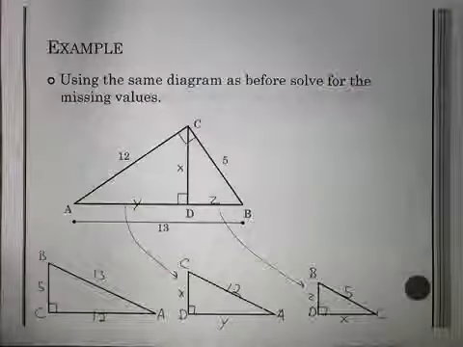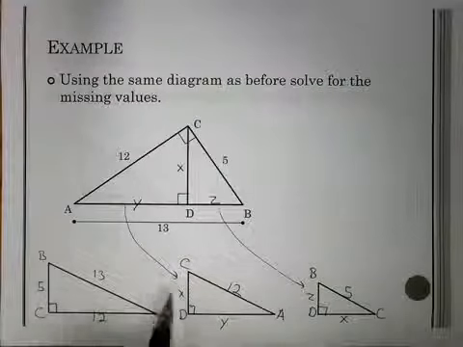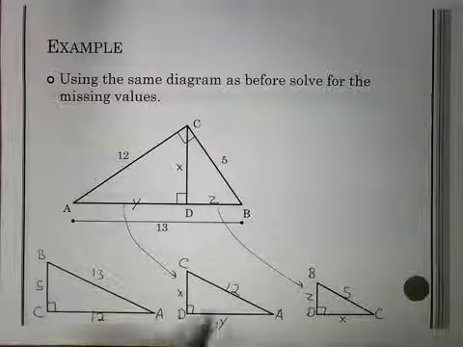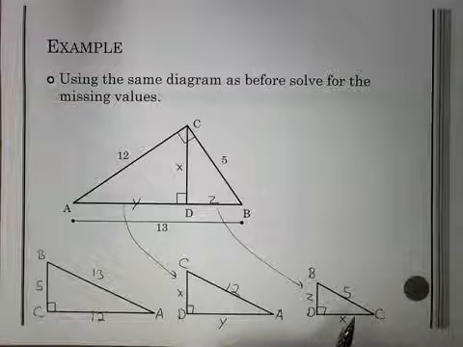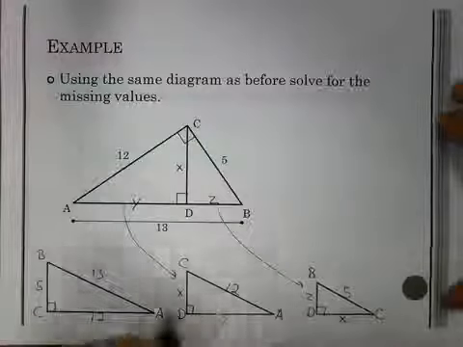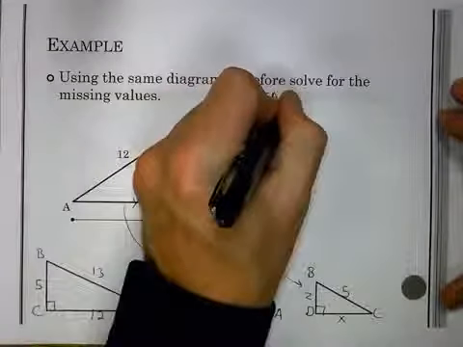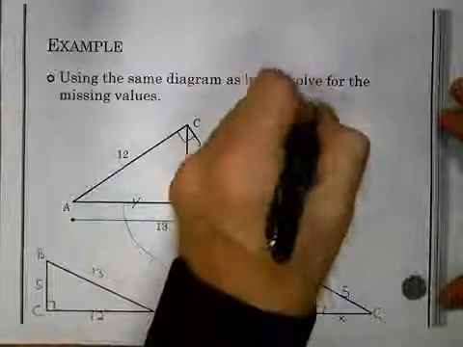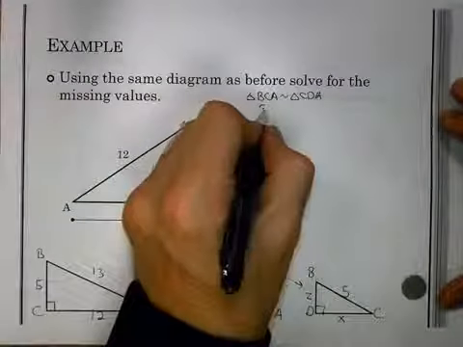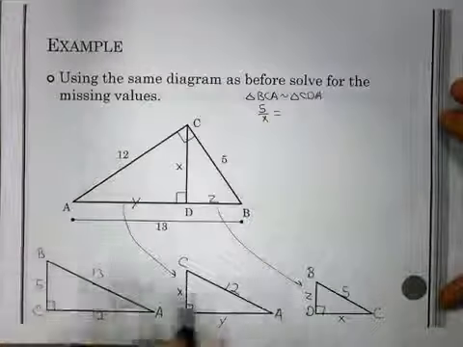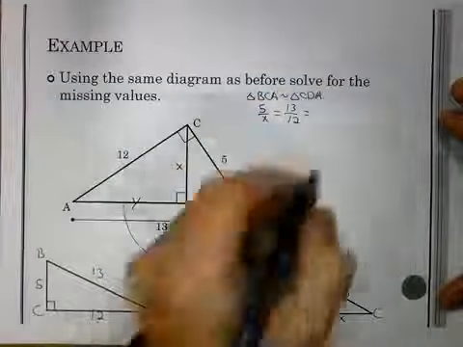So now I look at all of these. I could use this triangle and this one to solve for X and Y by setting up a proportion. I could use this triangle and this one to solve for X and Z by setting up proportions. So let's use these two first. We're going to use triangle BCA is similar to triangle CDA. So I'm going to start comparing sides. 5 over X, 13 over 12, 12 over Y.